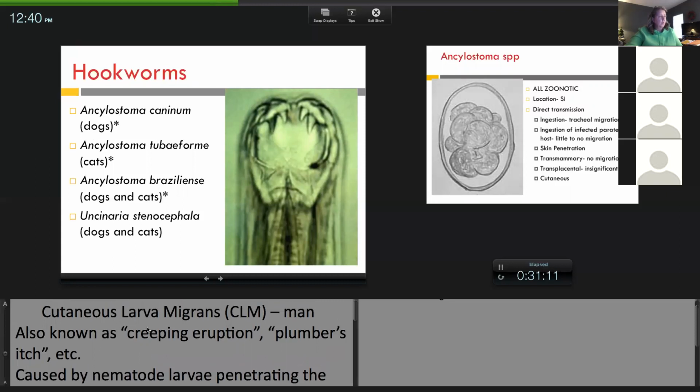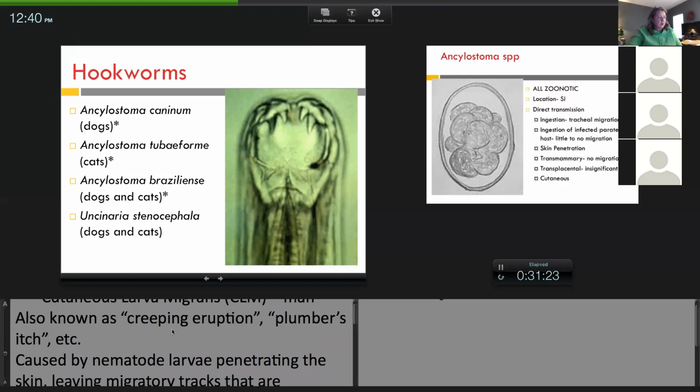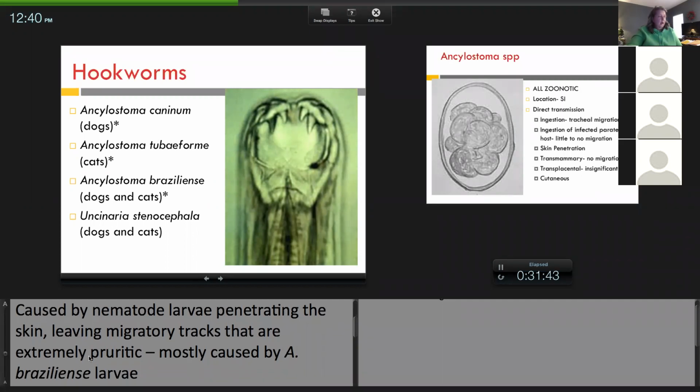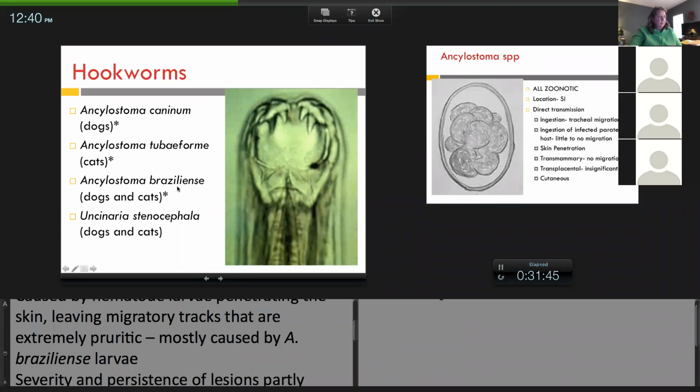But let's talk about this. One thing seen in hookworms that we have to worry about is cutaneous larval migrans, which is basically migrating under the skin. Sometimes called plumber's itch or creeping eruption, the nematode larvae penetrate the skin and migrate under it, which can leave a little tract that can get very itchy and irritated. Pruritus is just inflammation or itchy skin. That's more common with braziliense.